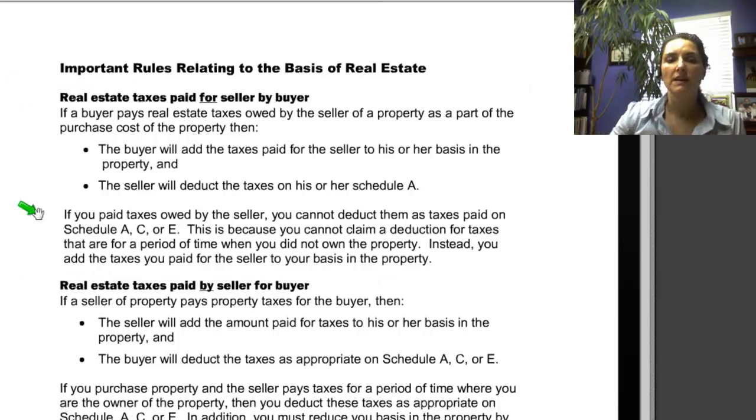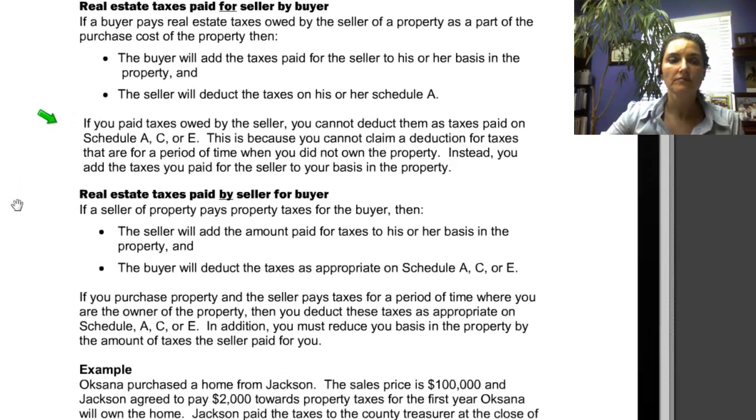Now, if you paid taxes owed by the seller, you cannot deduct them as taxes paid on your Schedule A, C, or E. This is because you cannot claim a deduction for taxes that are for a period of time when you did not own the property. Instead, you add the taxes you paid for the seller to your basis in the property.